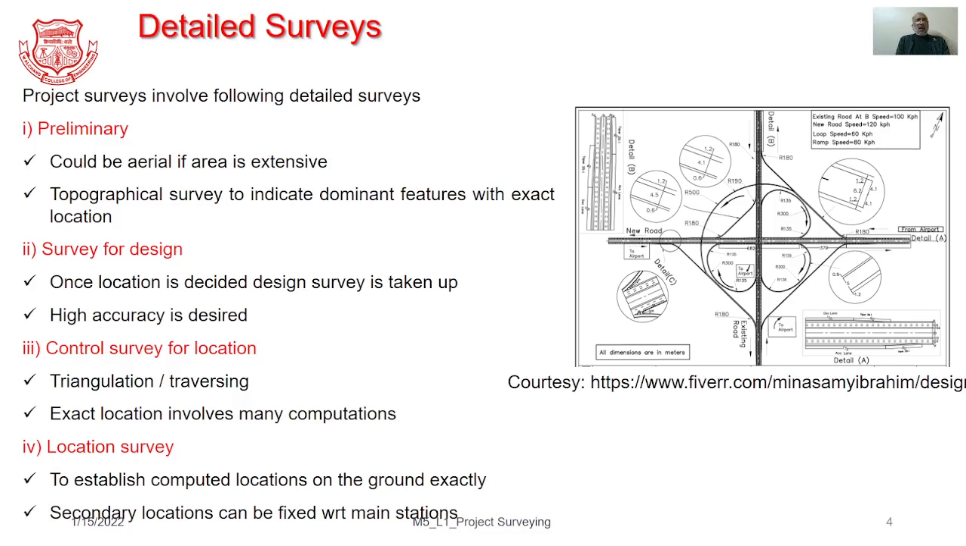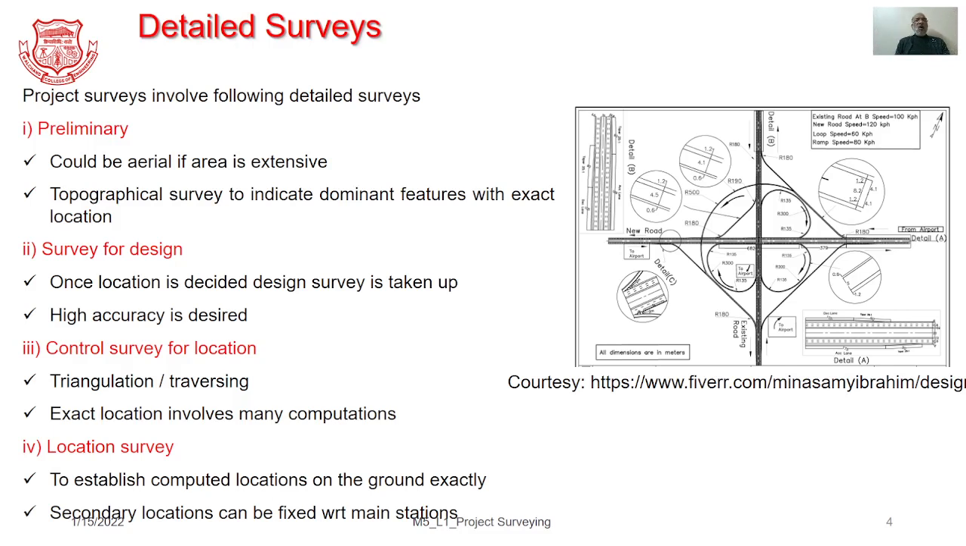So, normally, the topographical survey is essential to indicate the dominant features, showing the exact location of those particular features. As the information related with the existing topography is collected, one has to go for design.